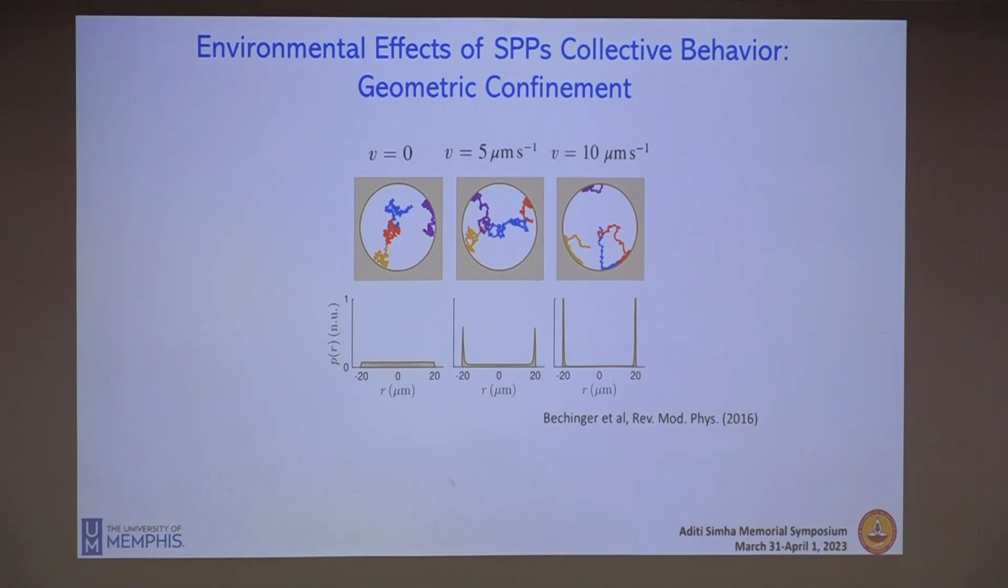These are just examples of the effect of confinement on the behavior. These are active Brownian particles. In the case where there is no collective motion, the system is just thermal, then the particles will be distributed more or less uniformly in the system. What you see here is actually the trajectories of particles. And if there is some kind of activity, then there is an increase in the density of the particles near the boundary of the system.